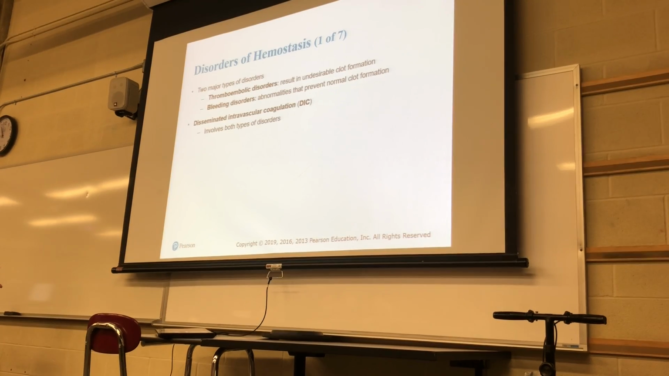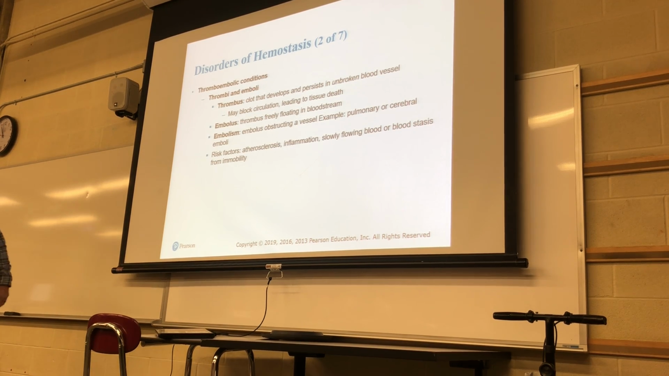Bleeding disorders. Two major disorders: thrombi and emboli. This is kind of important because they kill people. Right? DVTs.